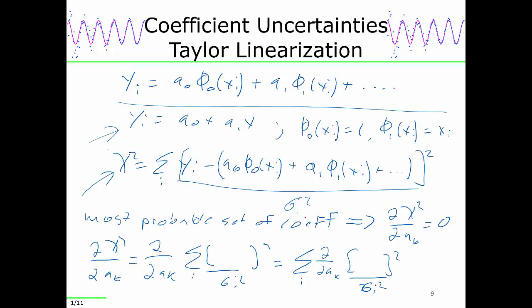All right. Del chi squared del a k is equal to a summation over i, and then what do I have inside that derivative? I'm going to take the derivative of this thing with respect to a sub k. Well, first thing is a chain rule. I'm going to pull that factor of 2 out and multiply it by everything inside the brackets. And then I'm going to multiply that by the derivative of what's inside the brackets with respect to a sub k. And what is that going to look like? It's going to have a negative sign, and it's going to have phi sub k. Everyone see that?